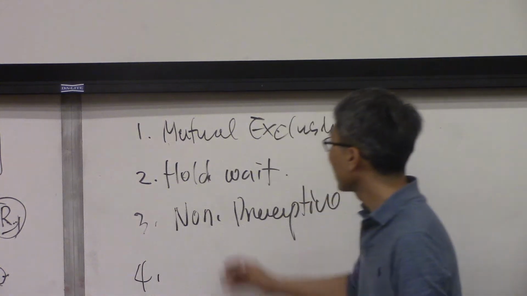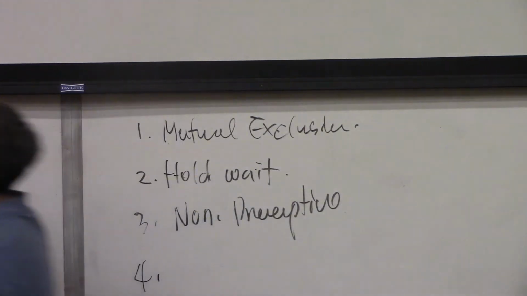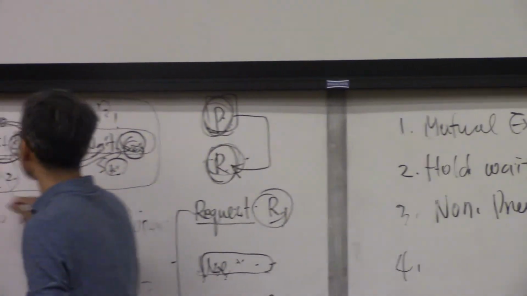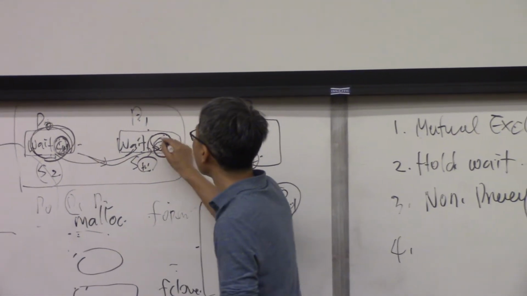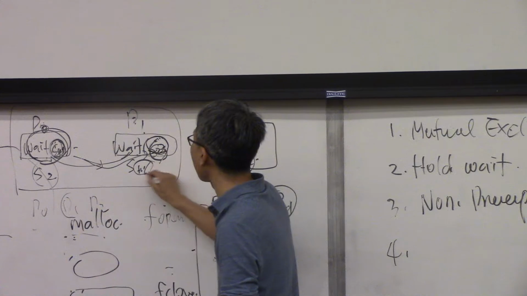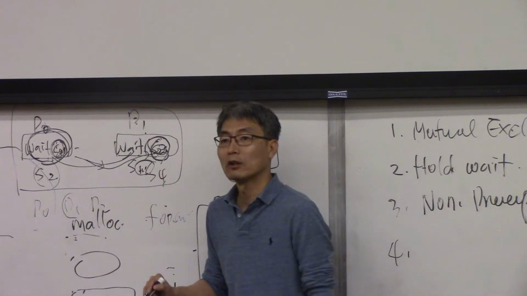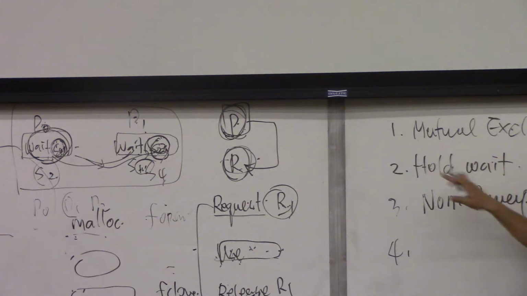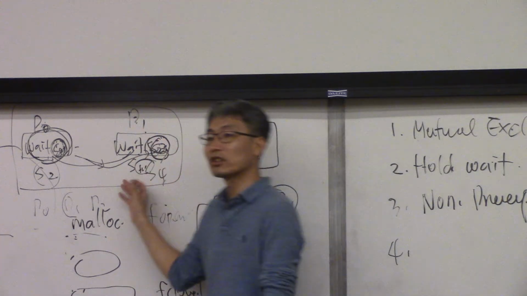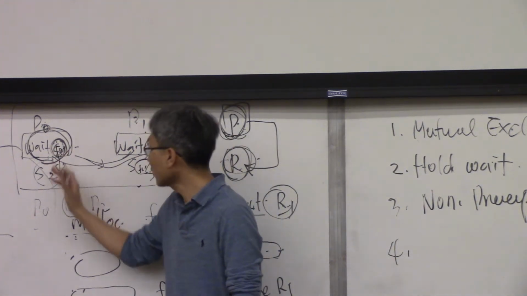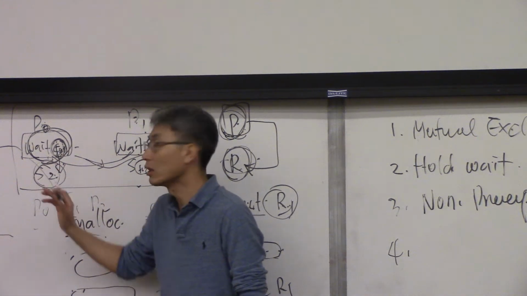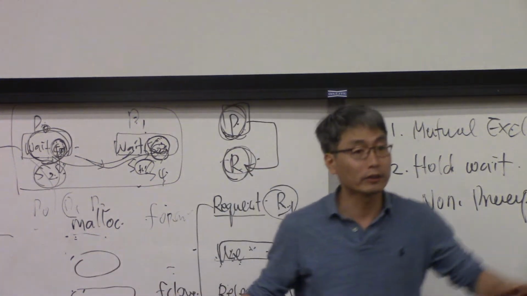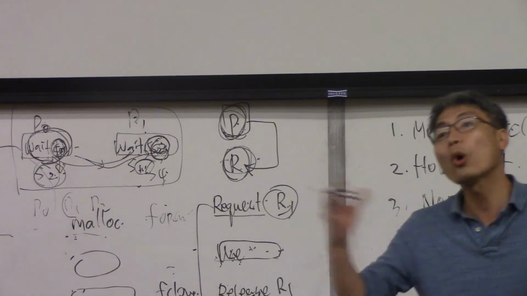The fourth one is hold and wait: I'm holding the resource S1 and waiting for S2. I'm holding S3 and waiting for S4. Hold and wait, hold and wait. But this is not a deadlock, because these can eventually get the resource. S1, S2, S3, S4 are not related to each other, even though there is hold and wait.